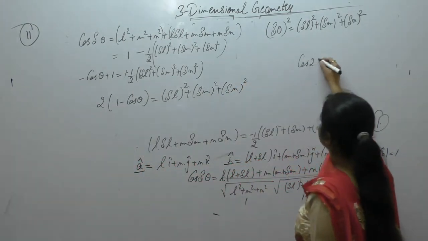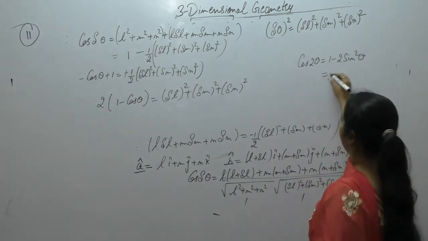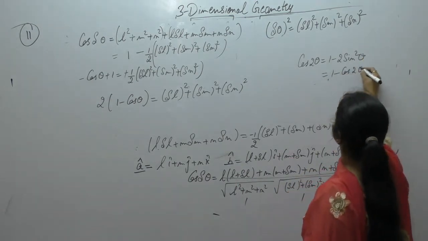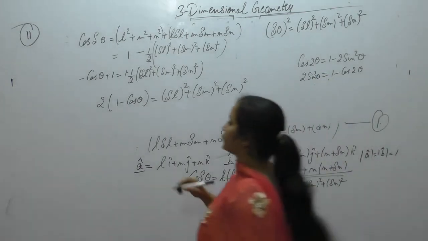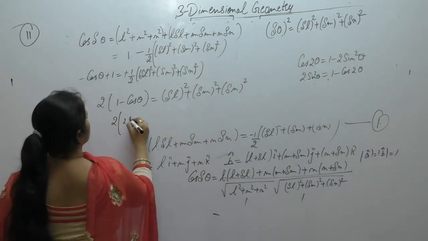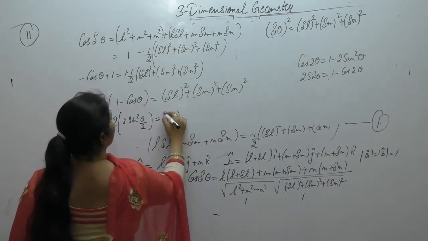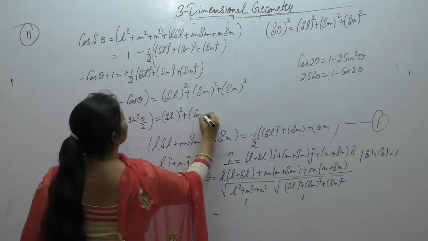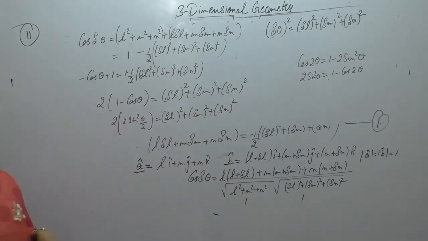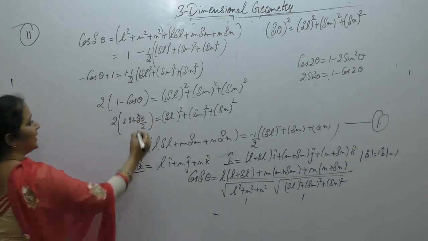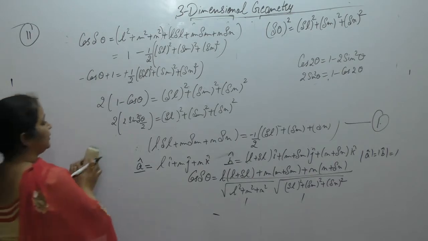We have cos 2 theta is 1 minus 2 sin squared theta. So 1 minus cos 2 theta is 2 sin squared theta. The angle is half, so it becomes 2 sin squared theta by 2, which equals delta L squared plus delta M squared plus delta N squared. That is 2 sin squared delta theta by 2. So 2 into 2 is 4.